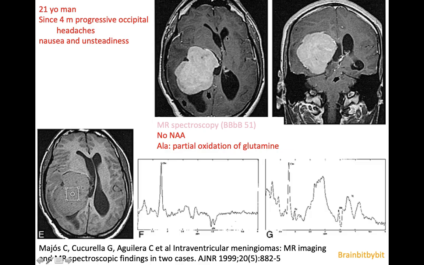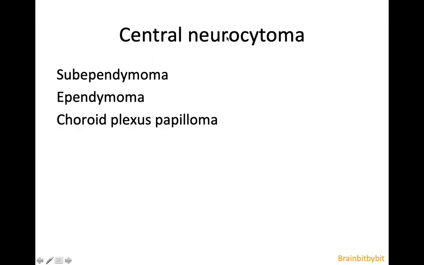And in the next video, we are going to continue with other intraventricular masses such as central neurocytomas, subependymomas, ependymomas. And when we go to choroid plexus papillomas, we will continue after that with the production of CSF and the lymphatic system.